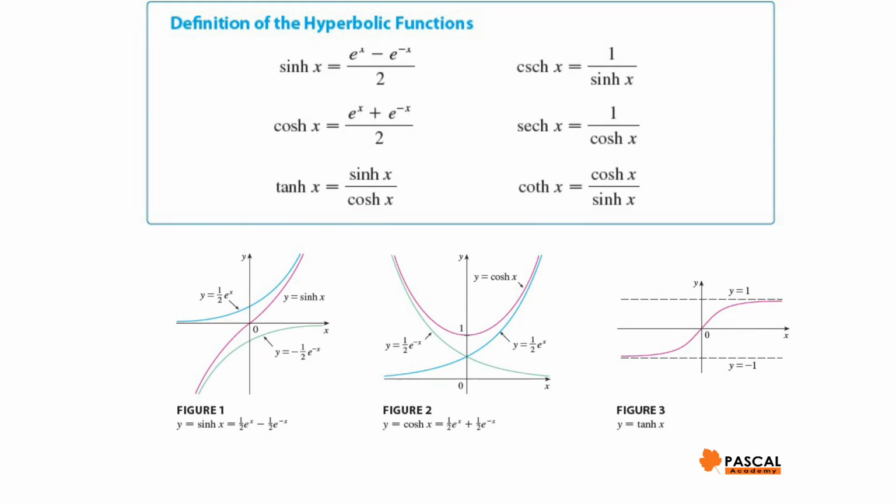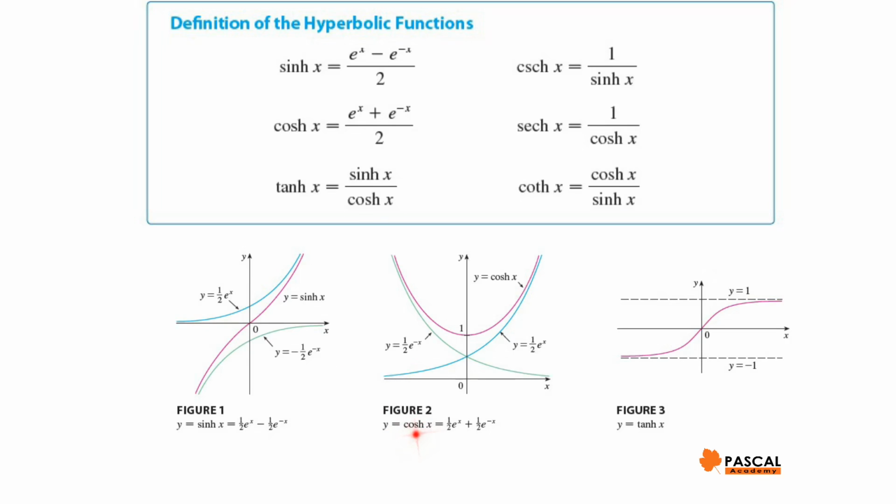In lesson 1, we defined sinh x as e^x minus e^(-x) divided by 2, cosh x as e^x plus e^(-x) divided by 2, and tanh x as sinh x divided by cosh x. We saw the graph of y equals sinh x as similar to this graph. It's always increasing. It's 1 to 1 on R.